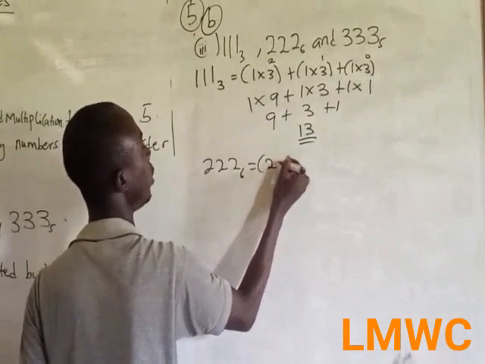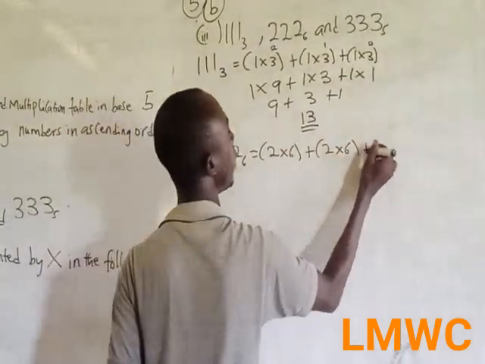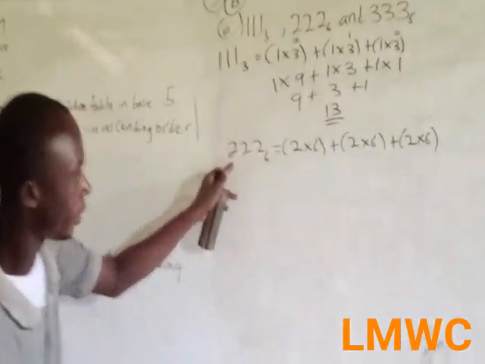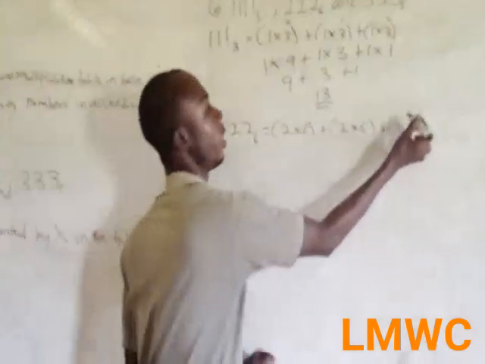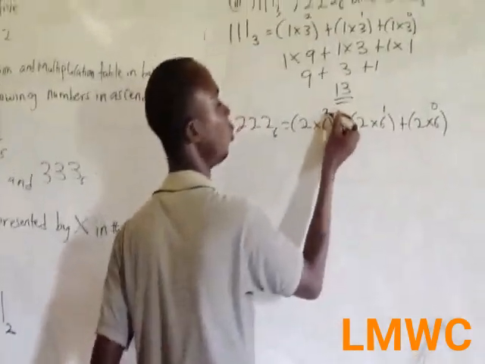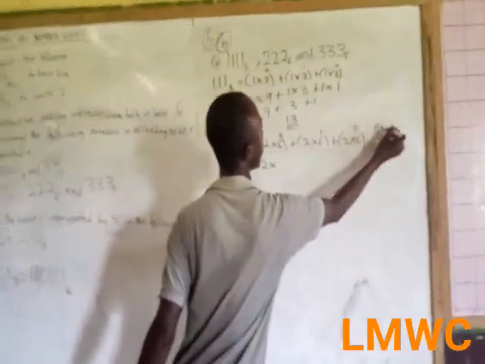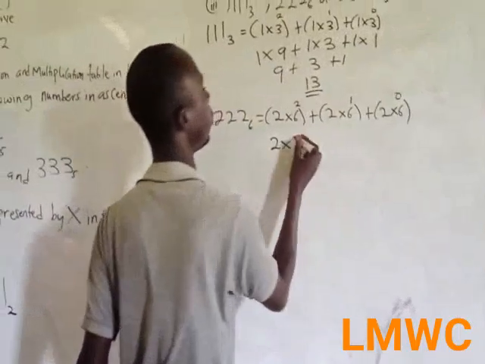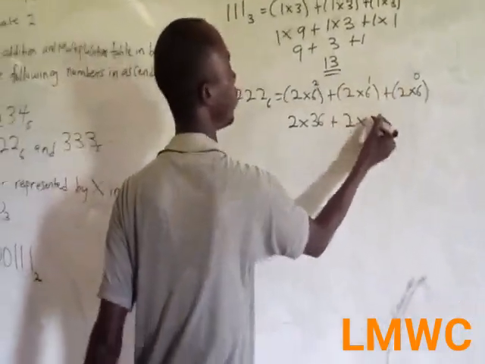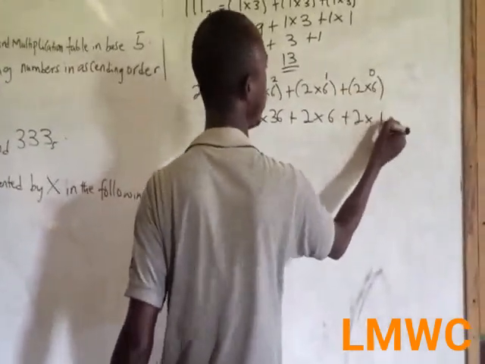So I'm having 2 times 6 plus 2 times 6 plus 2 times 6. Always, to change this to base 10, you multiply by the base given. So let's start naming our parts. We start from 0, 1, 2. So 2 times 6 raised to the power 2 is the same as 6 times 6, which is 36, plus 2 times 6 raised to the power 1 is 6, plus 2 times 6 raised to the power 0 is 1.